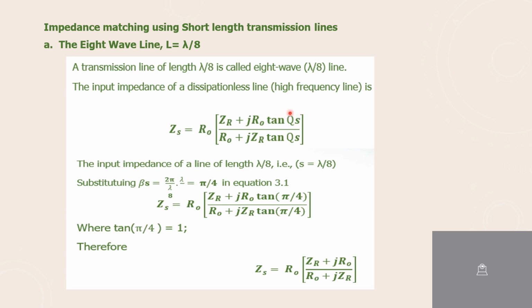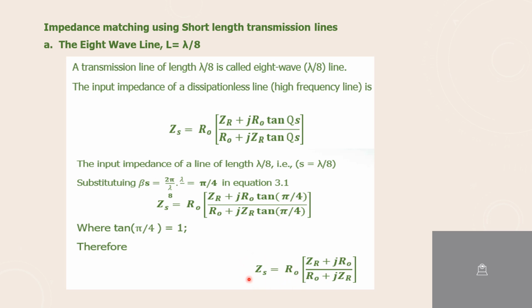So instead of this beta S, we'll be getting it as pi by 4. So we know that tan of pi by 4 is nothing but 1. Substituting this, we'll be getting Zs is equal to R naught of (Zeta plus j R naught) by (R naught plus j Zeta). Suppose the characteristic impedance R naught is terminated by its characteristic impedance, Zeta, then this term gets cancelled. So finally we'll be getting Zs is equal to R naught.